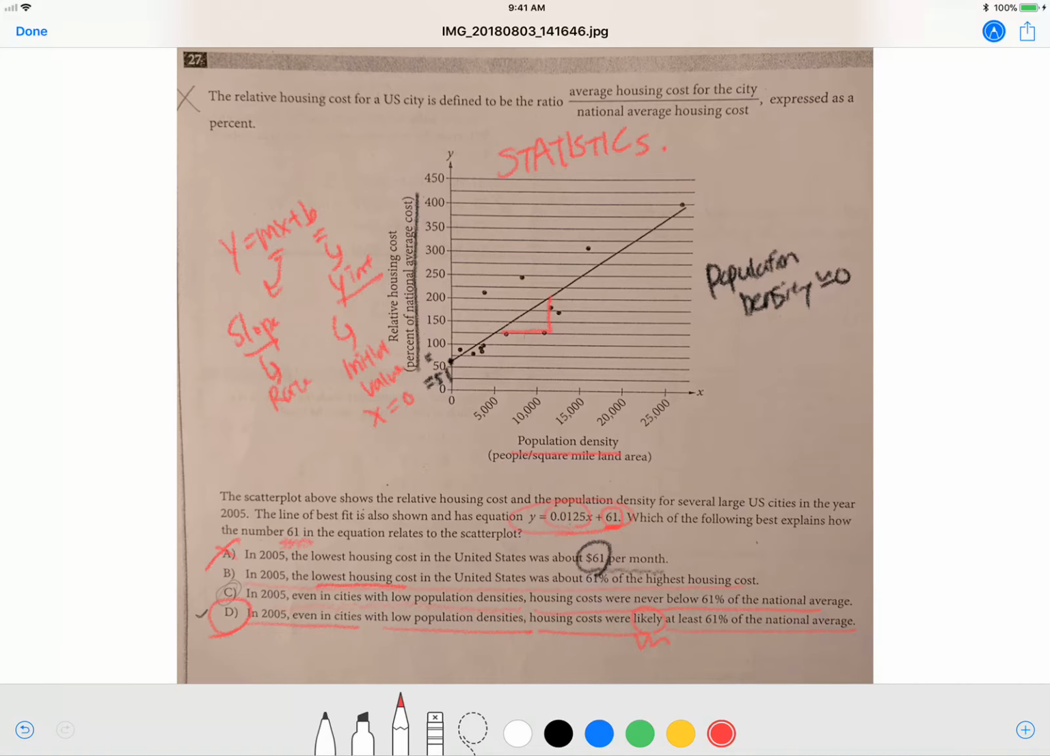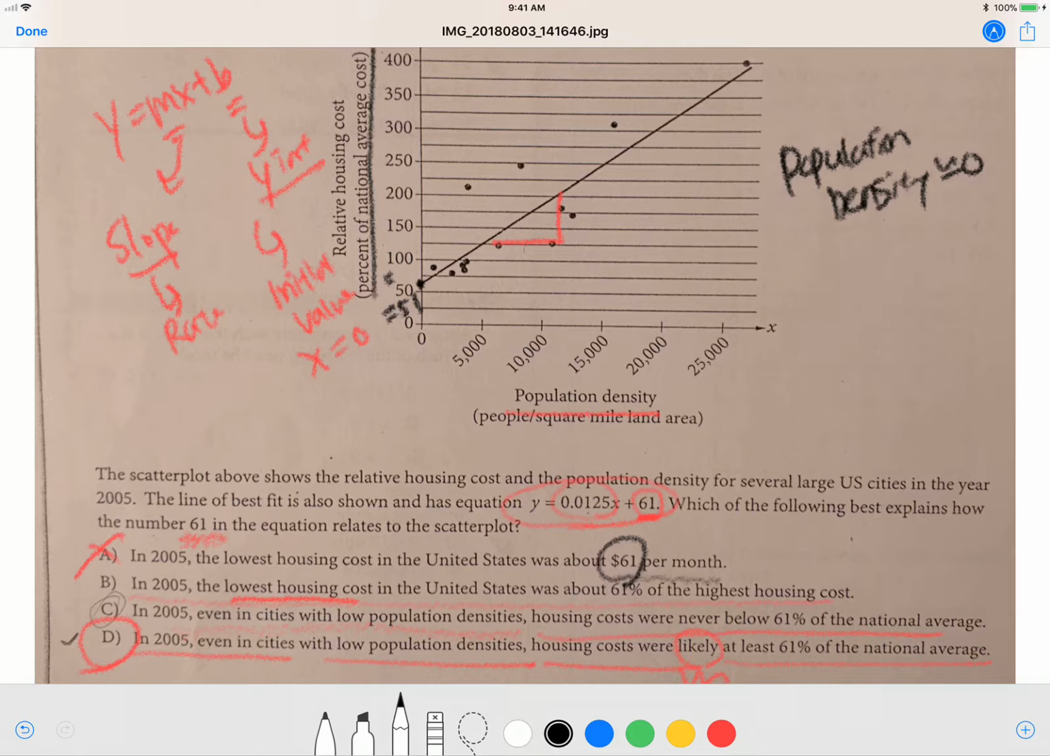The lowest housing cost, we're saying basically, what if I get a data point that's somewhere around here? If it was probably like around, I don't know, 30% of the national average cost, you could potentially have a data set that represents that, right? This is just saying straight up the lowest housing cost was about 61%. No, you don't know that for sure. It might be close to it.